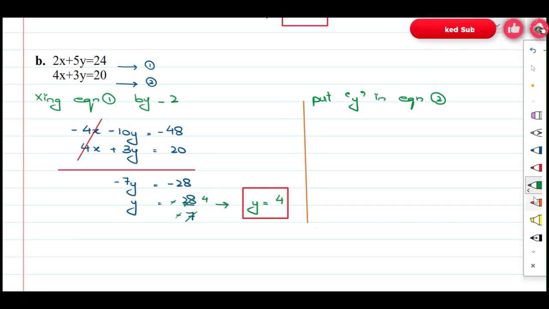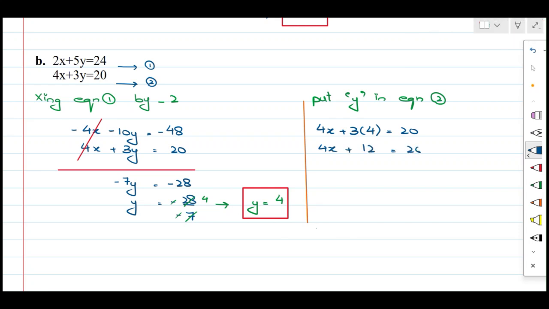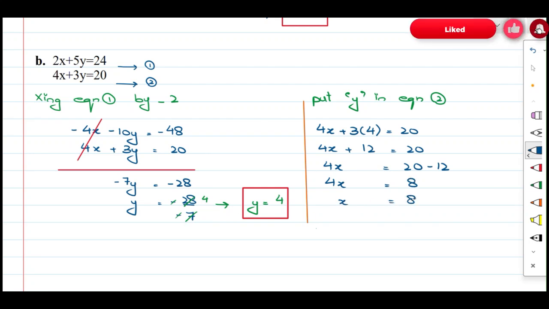All right, now we have 4x stays the same, plus 3 times the y value 4 is equal to 20. So 4x plus 3 times 4 is 12, equals 20, and 4x is equal to 20, and shift positive 12 on the other side becomes negative 12. Here 4x is equal to 8 and x is equal to 8 divided by 4. So 4 times 1 is 4, 4 times 2 is 8. Now you will get the x value as well. X is equal to 2, right?